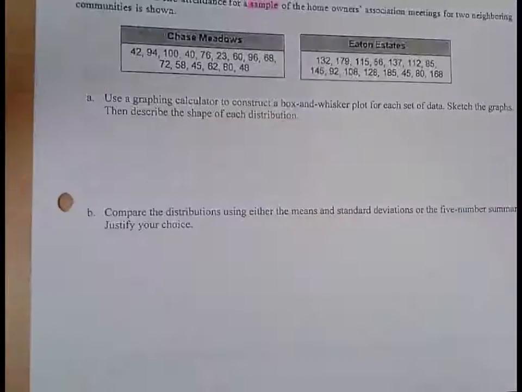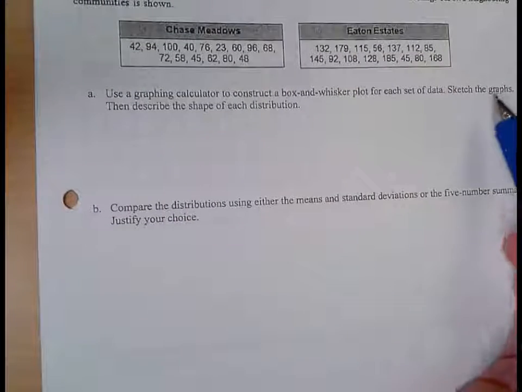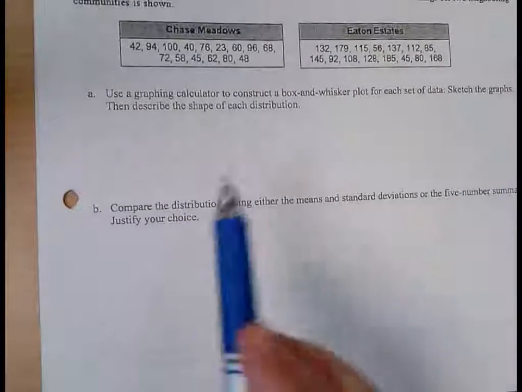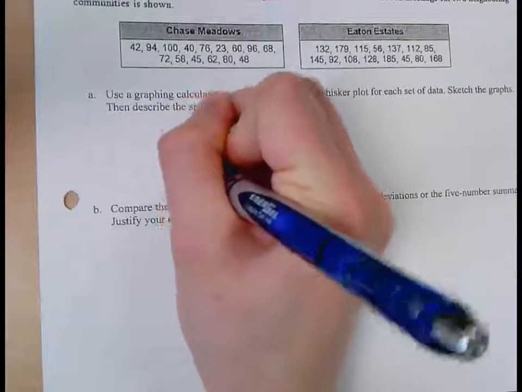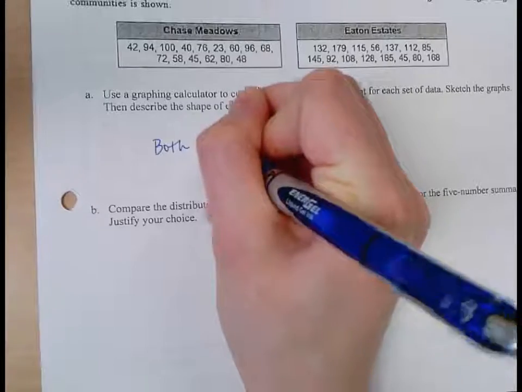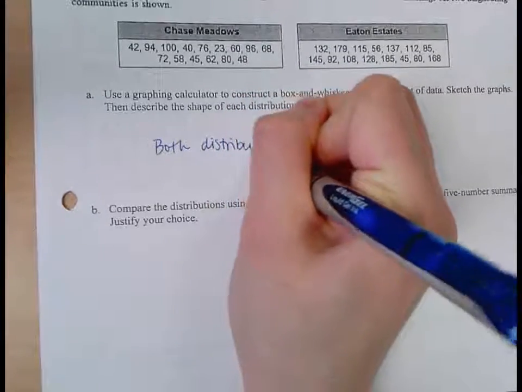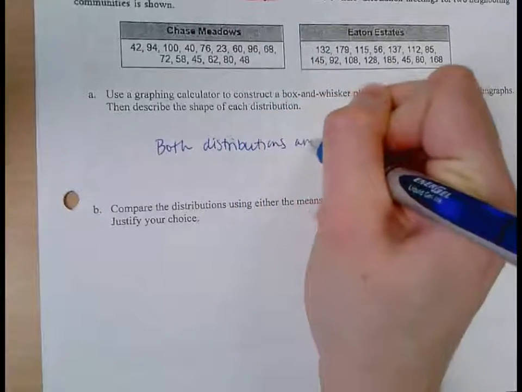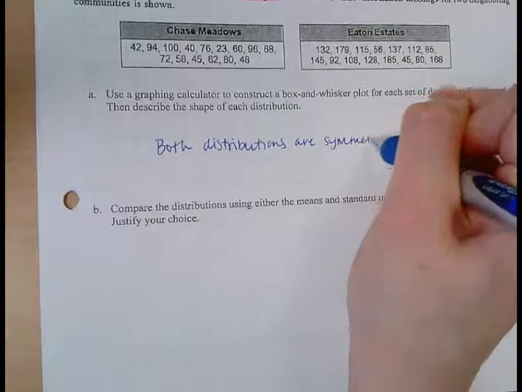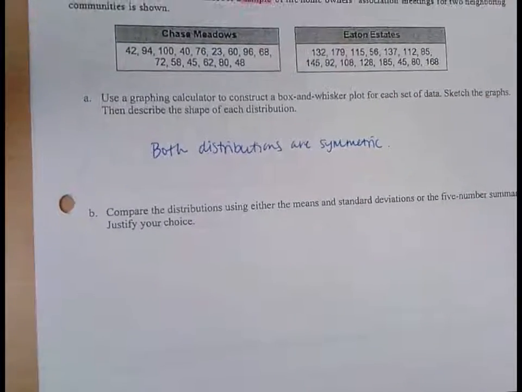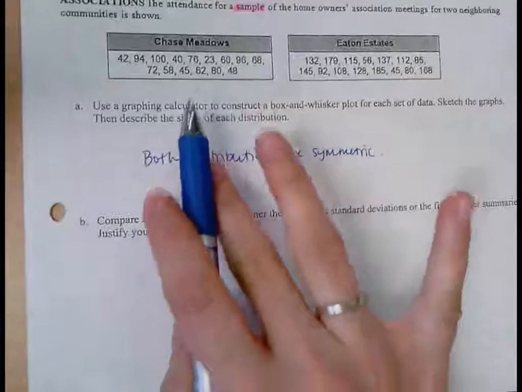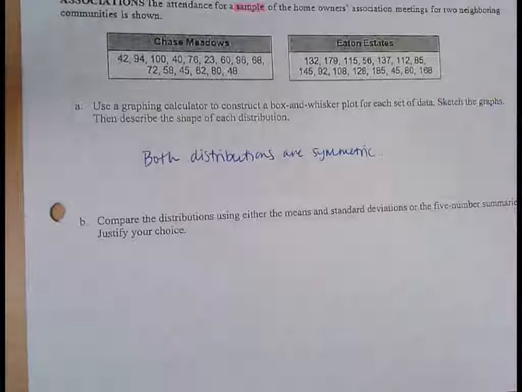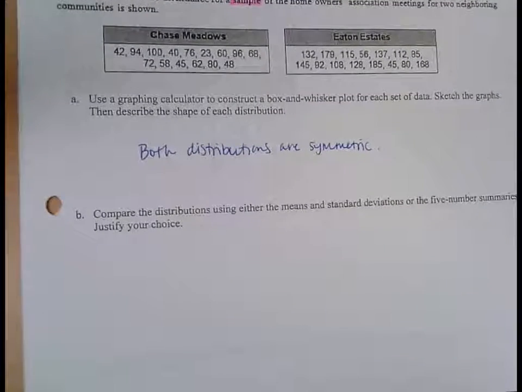So I would say for part A, I know it says to sketch. If you want to sketch this on your sheet, that's fine. I'm just going to write up here. Describe the shape. I would say both distributions are symmetric. Otherwise, if I was saying one of them was skewed, I'd want to then say Chase Meadows is symmetric, but Eaton Estates is positively skewed. In this case, we're saying both are symmetric.